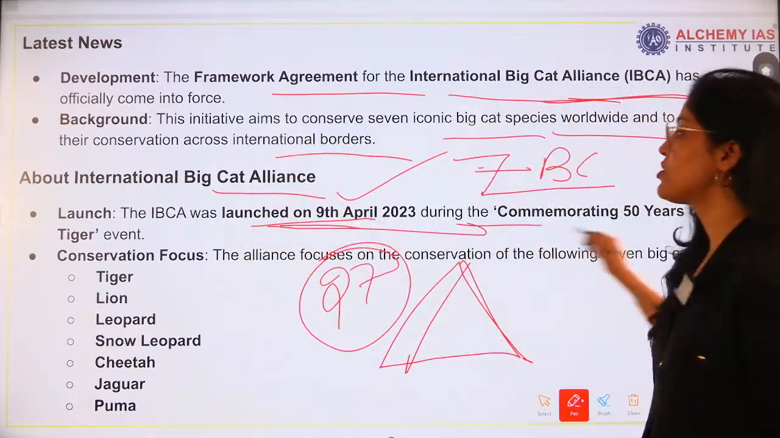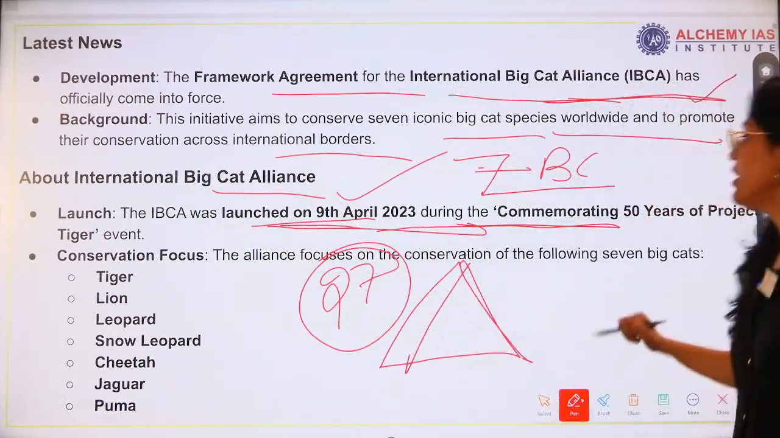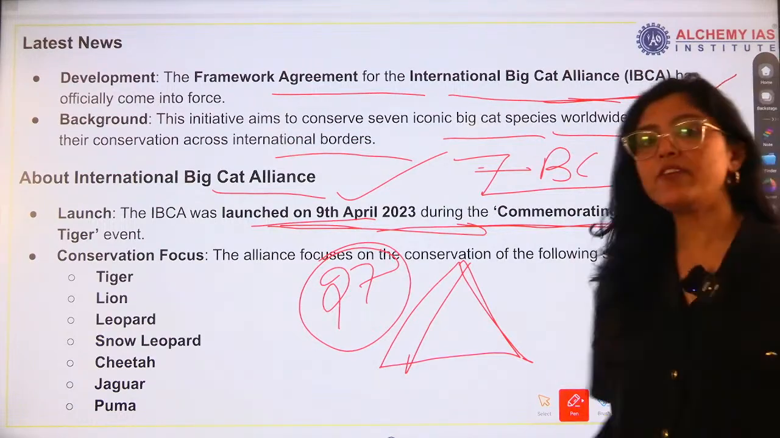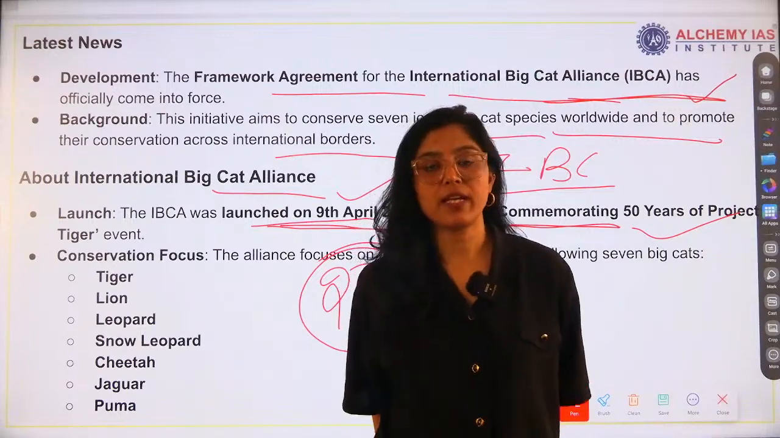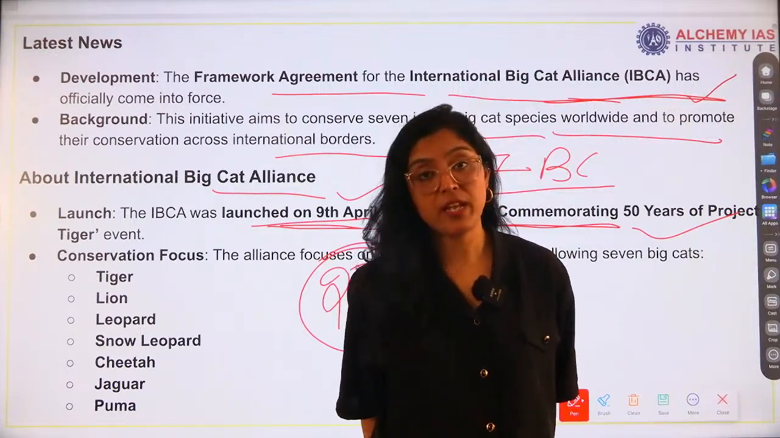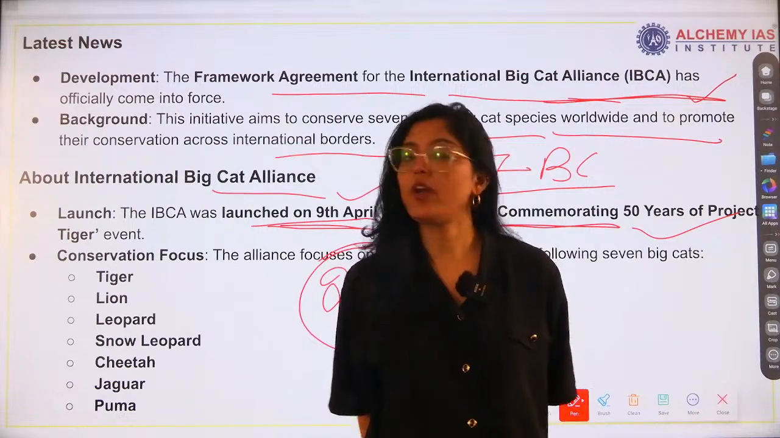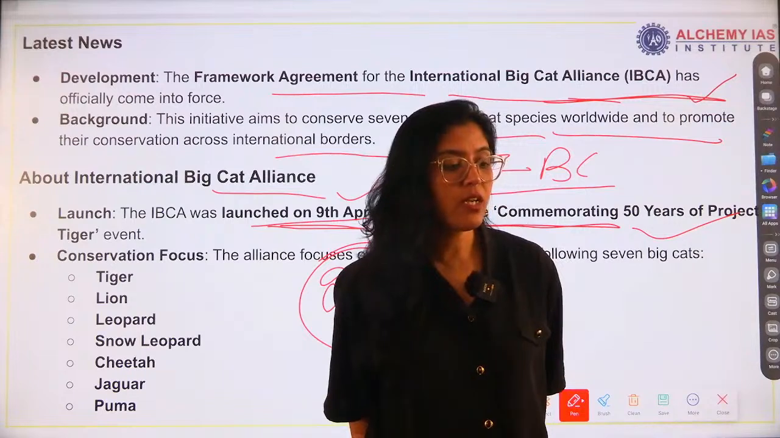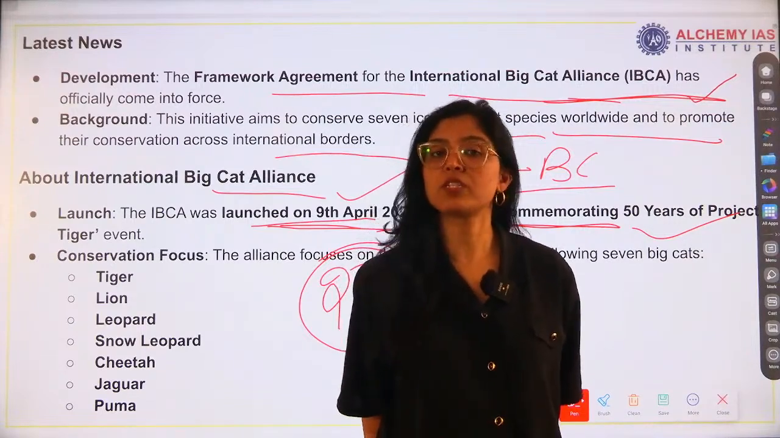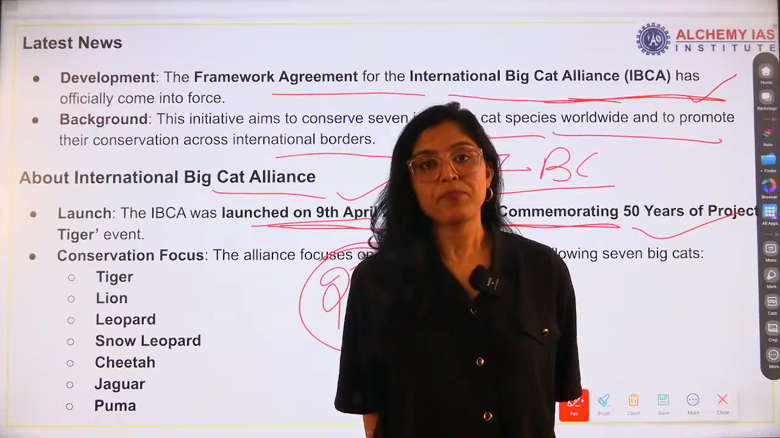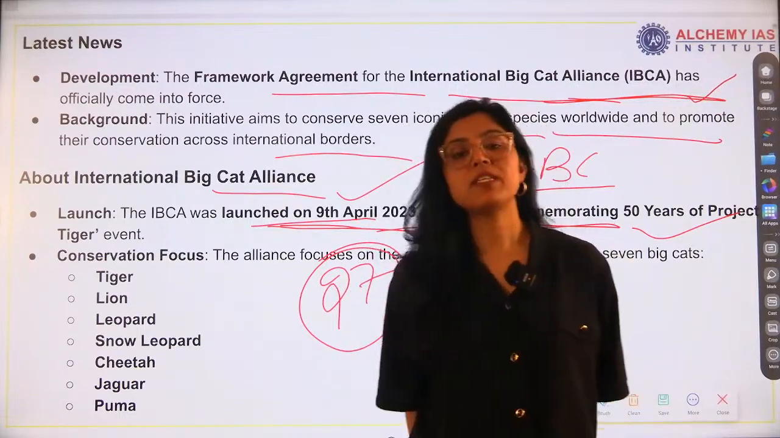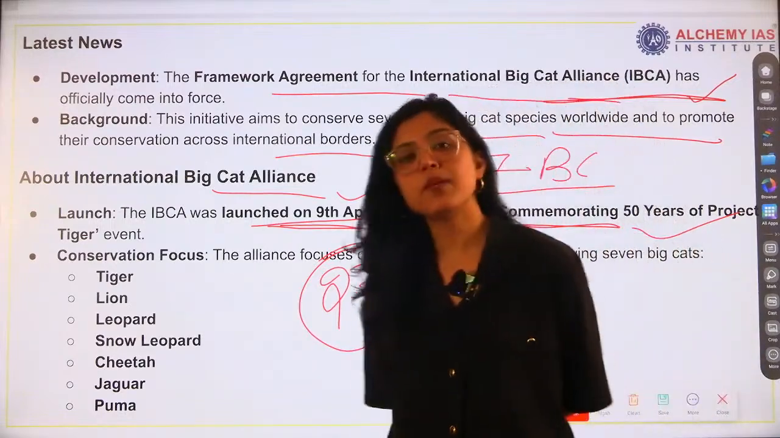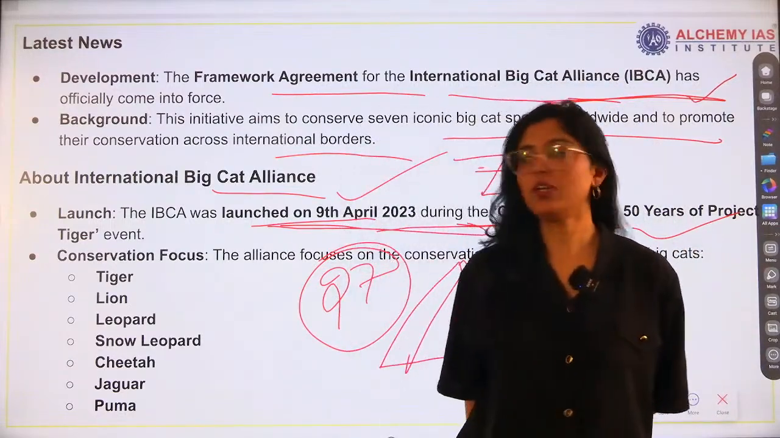The IBCA was launched on 9th April 2023 during the commemoration of 50 years of Project Tiger, when Project Tiger celebrated its 50th anniversary. Project Tiger was launched in which year? Can anyone give me the answer? In 2023, we celebrated 50 years of the anniversary. So the year was 1973. Project Tiger was launched. Okay.